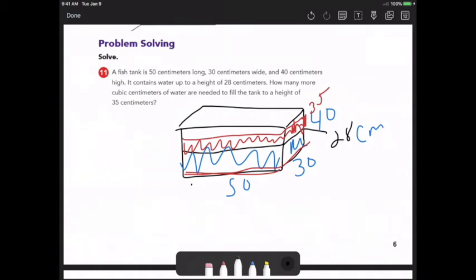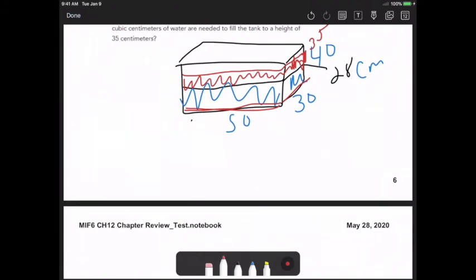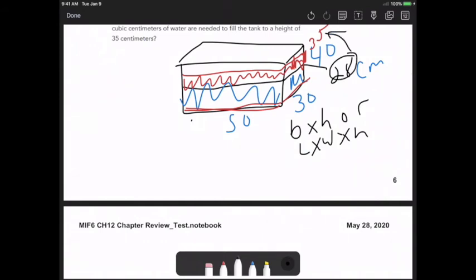Okay, so for this one, what we need to do is to figure out volume. It's base times height, or length times width times height, since it's a rectangular prism. So what we need to do is figure out the height. Well, the height is we start at 28. We got to get to 35 because we want to fill it to 35 centimeters. So that is 7. So when you subtract, you get 7. So we have 50 times 30 times a height of 7. And this will tell me how much we need right here.